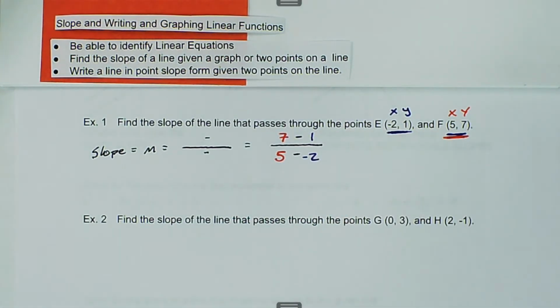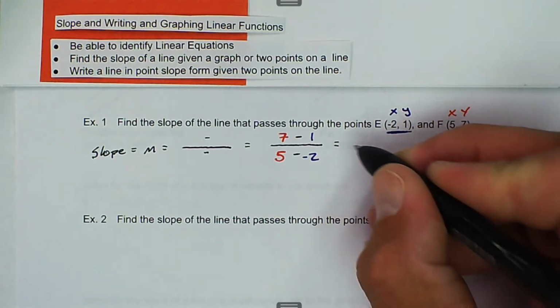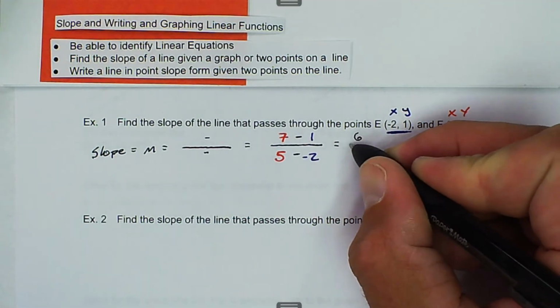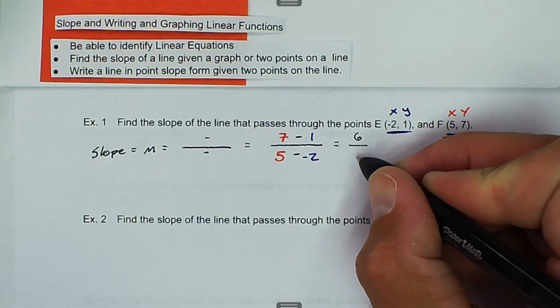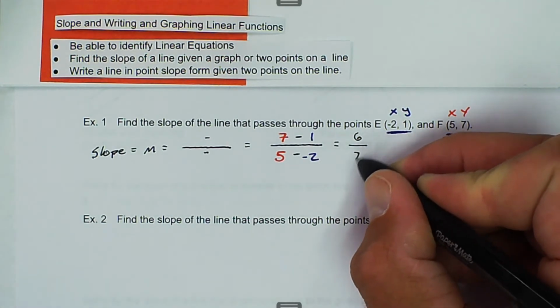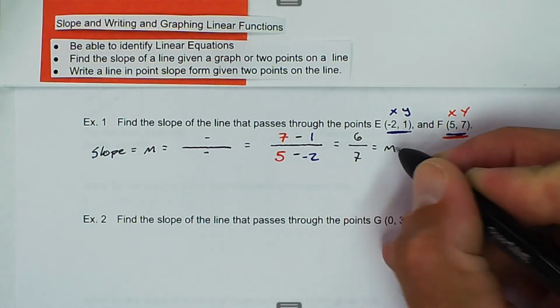So that is going to be equal to 6 over 7, and that is the slope.